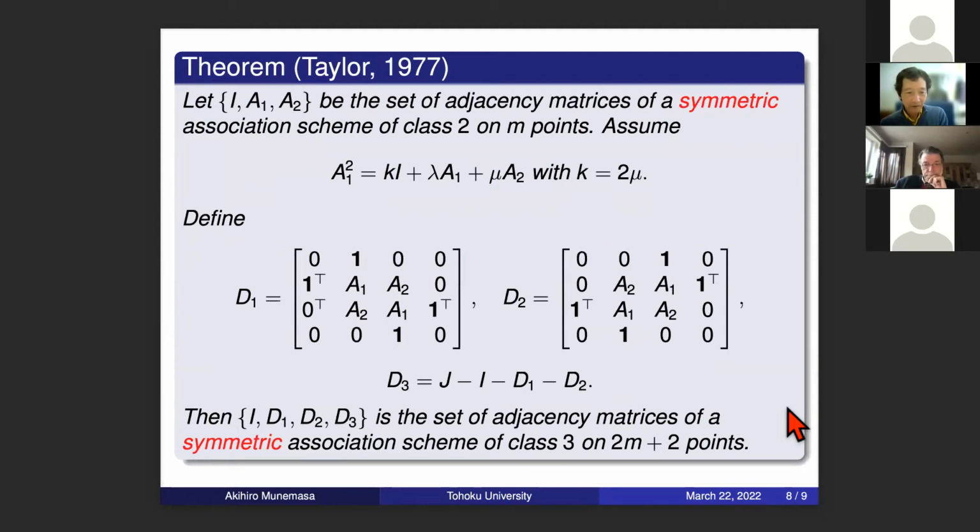So the graph with adjacency matrix D1 is called a Taylor graph, and it is an antipodal distance regular graph of diameter 3. In fact, it's an antipodal double cover. Because this theorem is classically known, our result is a non-symmetric analog of Taylor's construction.